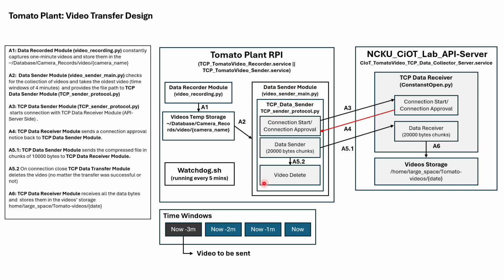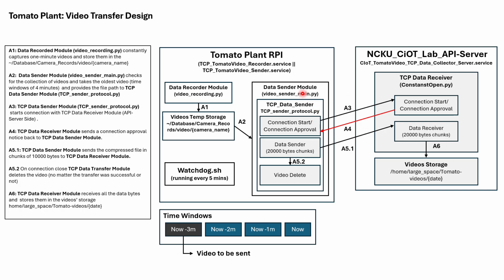What is happening here is that the video sender main.py is going to constantly check this storage and confirm whether the quantity of files is equal to 4 or higher. If it is, it will take the oldest video, and that will become the video that we will be sending. So if there are four files or more, it will take the oldest file and start sending it.